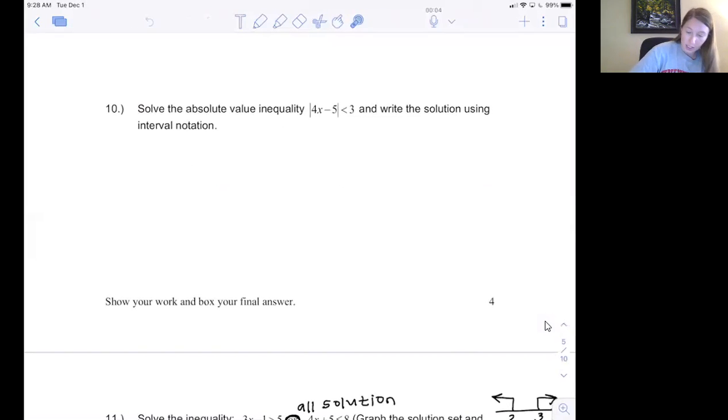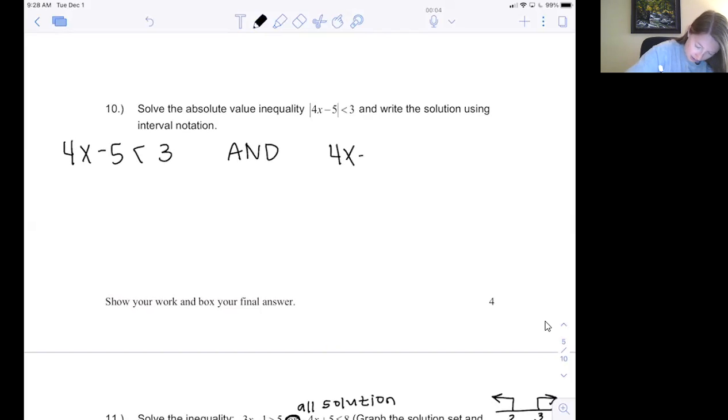So remember, if this was an equal sign, if it wasn't an inequality, if I just had 4x minus 5 equals 3, then I would have to write it the same without the absolute value and then write it again, having it equal negative 3. So for this, it's the same thing. So I've got 4x minus 5 is less than 3. And then I have and 4x minus 5, and I have a negative 3, and I have to flip the sign.